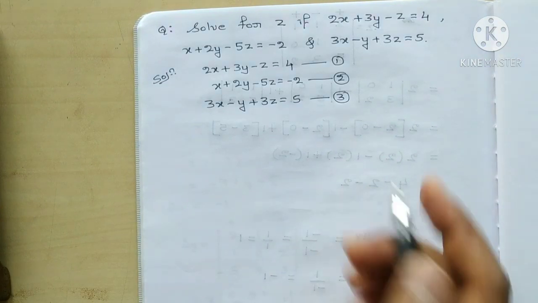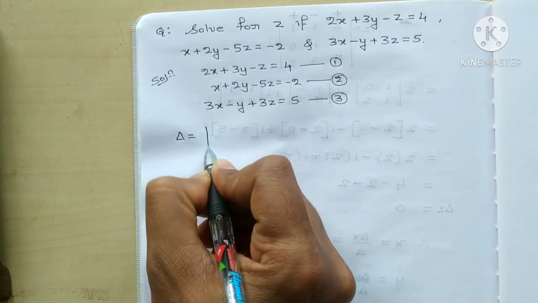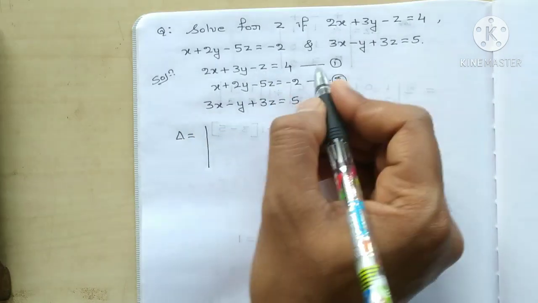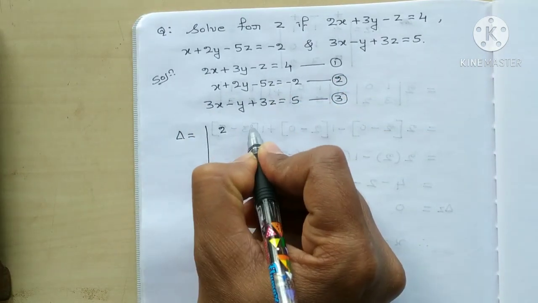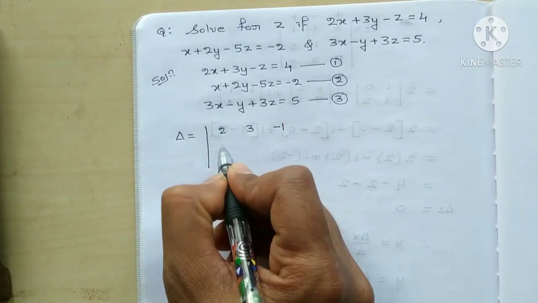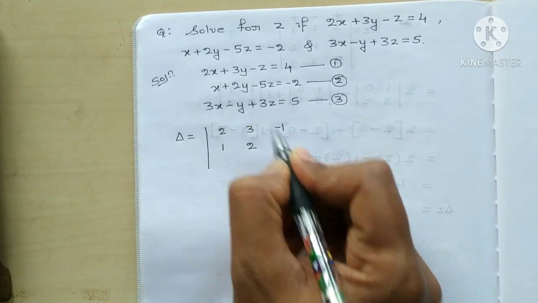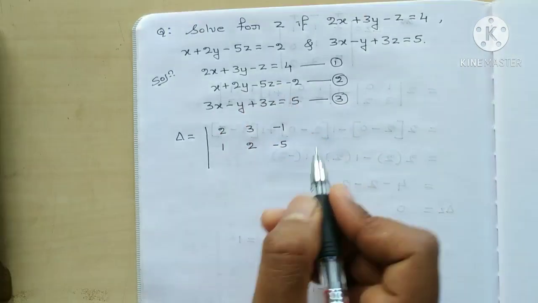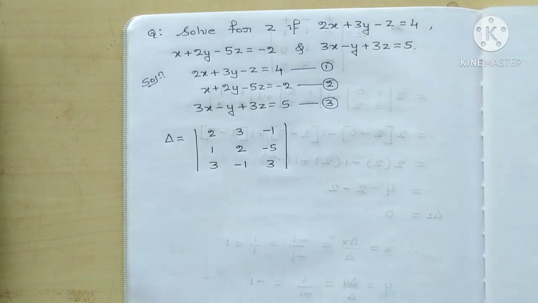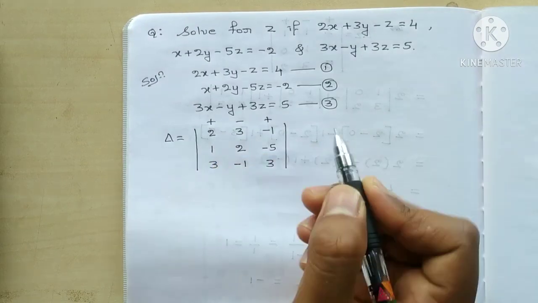So first you need to find out which value here? Delta value. Correct? So for delta, take the coefficient of x, y coefficient, z coefficient in equation number 1. So 2, 3, minus 1. Second equation is 1, 2, again here minus 5. You have to include the negative sign also. Okay. So here third equation, 3, next one is 3. Correct? So again plus, minus, plus.